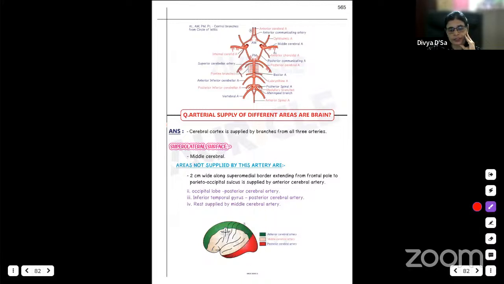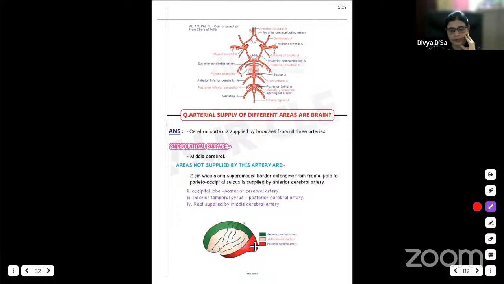Here, the main artery which supplies will be the middle cerebral. The area on this surface not supplied by the middle cerebral is this 2 centimeter wide area along the superomedial border, which extends from the frontal lobe to the parieto-occipital sulcus. This portion is supplied by the anterior cerebral.